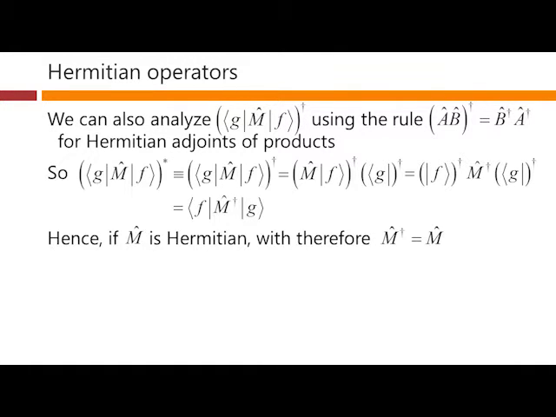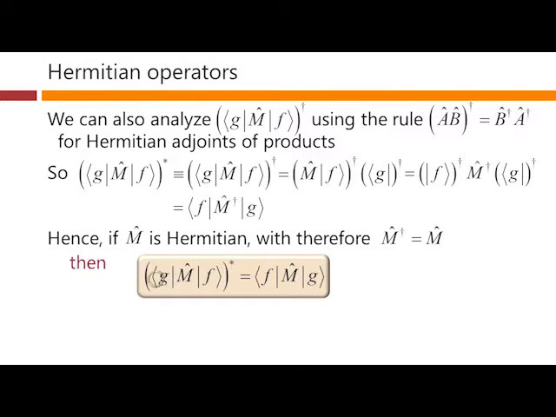So if M is Hermitian, with therefore M dagger equal to M, then the complex conjugate of this entity here is this one, F M G, even if F and G are not orthogonal. We saw this already in terms of specific matrix elements. Maybe these were basis vectors here, and we saw this result. But this result is generally true even if F and G are not orthogonal. We just proved this for arbitrary F and G. And this is perhaps the most general way in which we can write this Hermiticity condition.